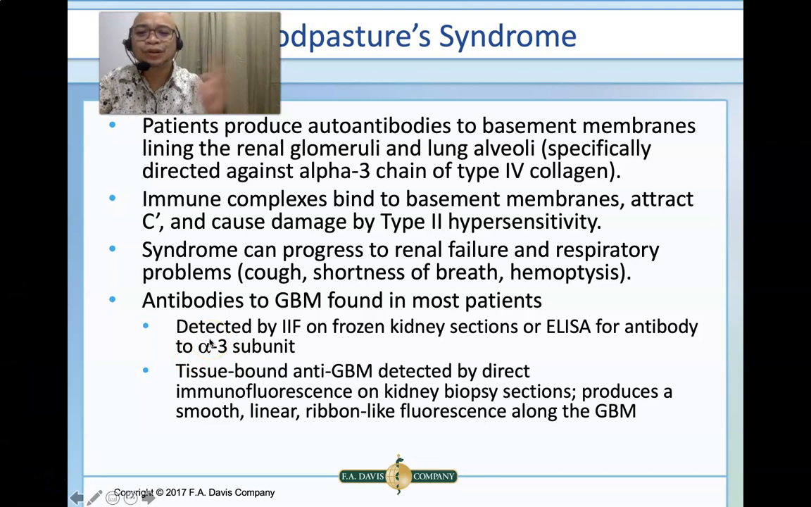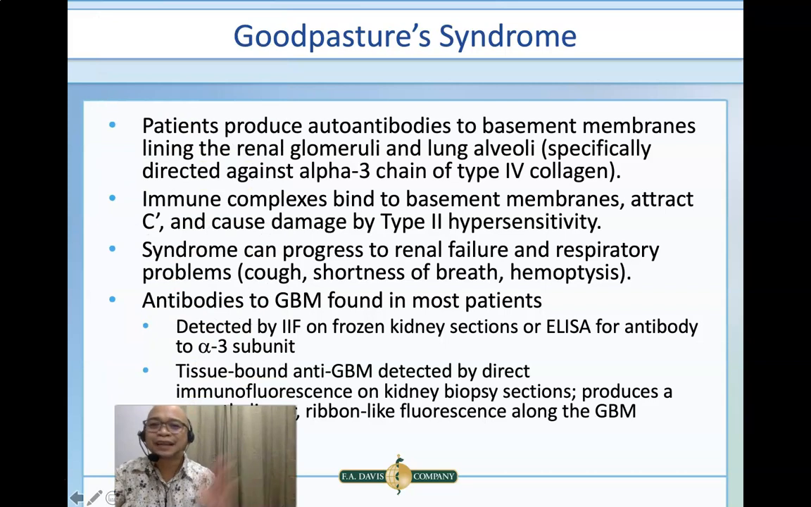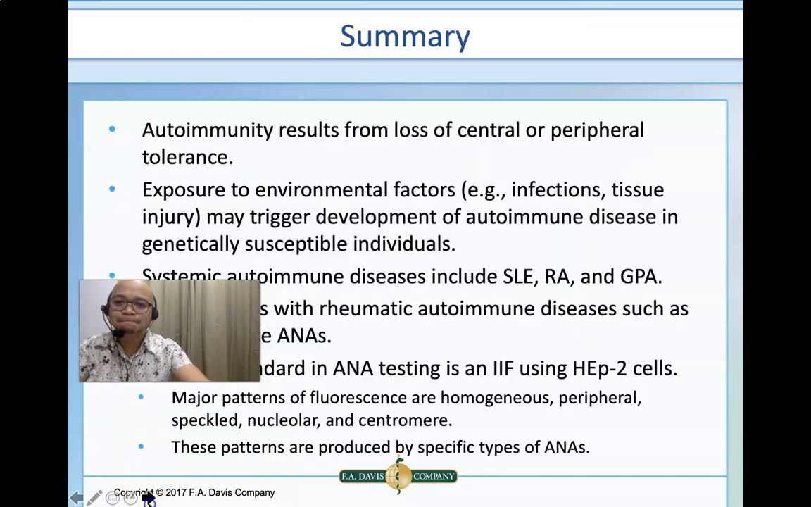GBM refers to glomerular basement membrane antigen. So if you develop antibodies against GBM, then most likely you also develop an autoimmune disease known as Goodpasture syndrome. So do not forget that in Goodpasture syndrome, both your kidneys and lungs are affected.